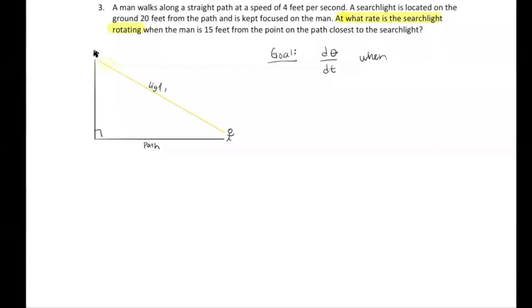So this is the light. So I want to know this angle of rotation, how it's changing. So this is my theta. When the man is 15 feet from the point on the path closest to the searchlight. This is the point on the path closest to the searchlight. So I'm going to label that.